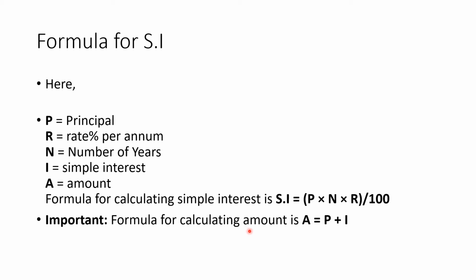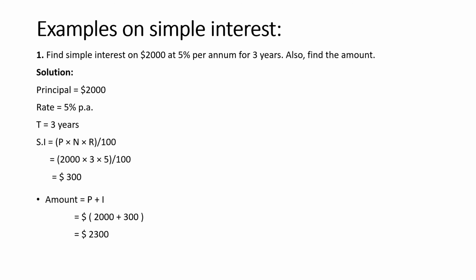And the formula for calculating the amount that we are going to return back to the lender is this simple interest plus the principal. So A equals P plus I, where P is the principal, I is the interest, A is the amount. Once you remember this formula, calculating the simple interest is much easier. Now, examples of how to calculate simple interest.